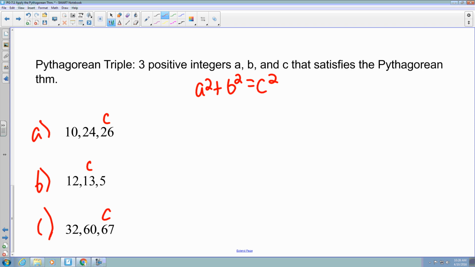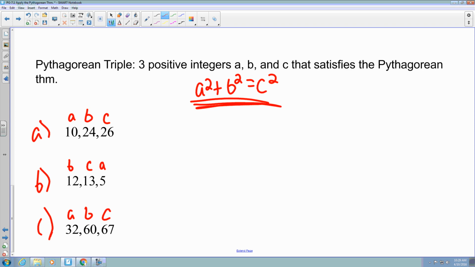Between a and b, it doesn't matter, so I can just go smallest, second smallest. That's the way you can identify whether they're Pythagorean triples or not. So now what we're going to do is plug it into this formula and see if it makes a true statement. If it makes a true statement, they are in fact Pythagorean triples. If they don't, then they're not.